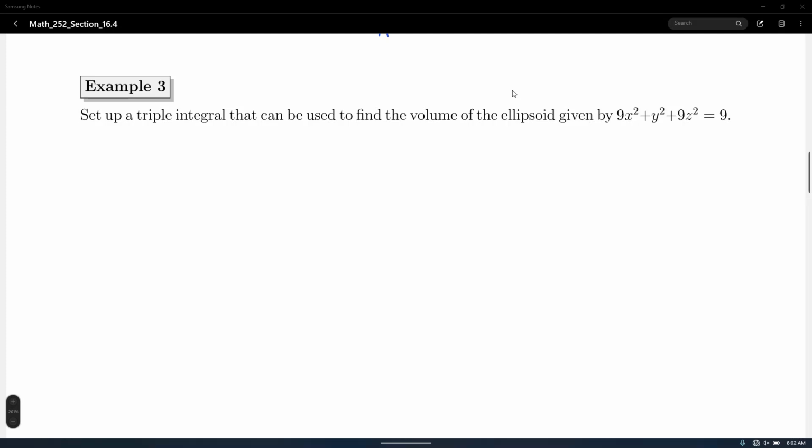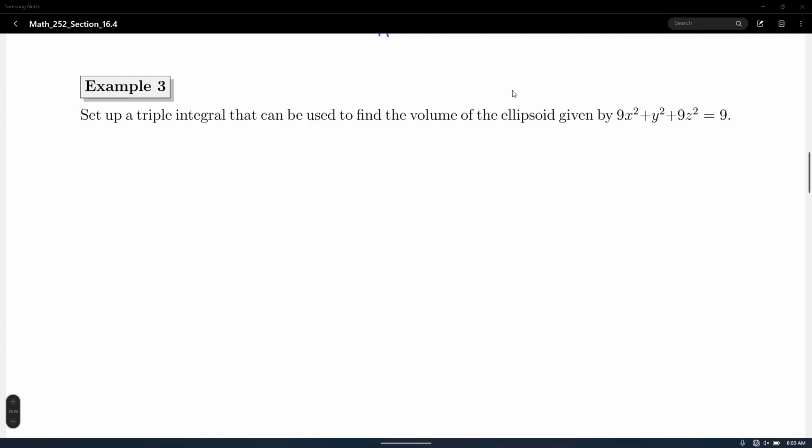So example number 3: set up a triple integral that can be used to find the volume of the ellipsoid given by this equation, 9x squared plus y squared plus 9z squared equals 9. Okay, so that's it. They're not telling us any limits. They're not giving us anything at all. How are we going to set this up?